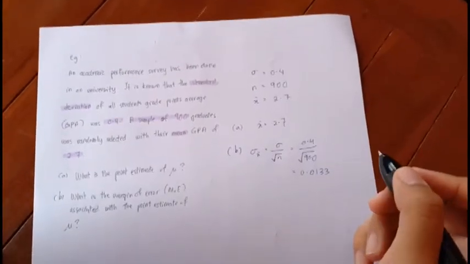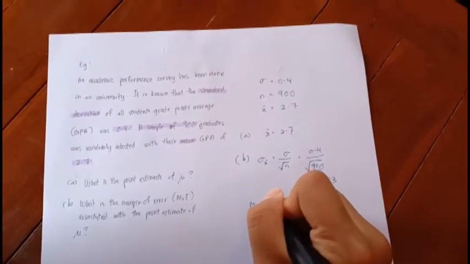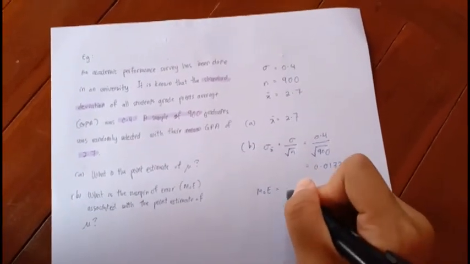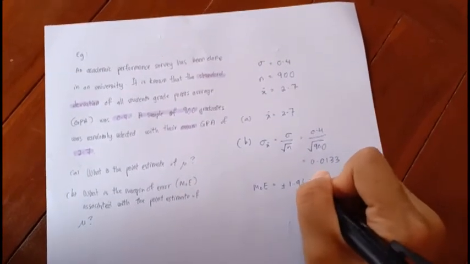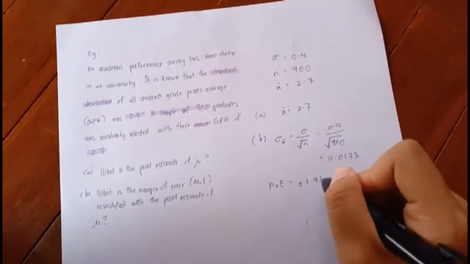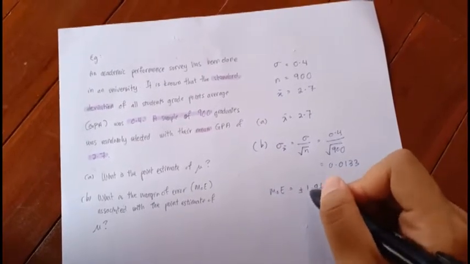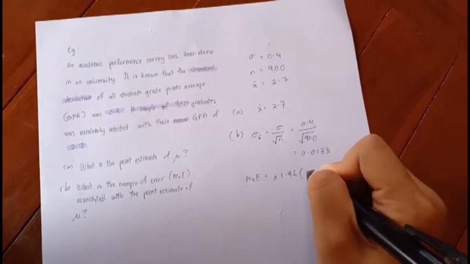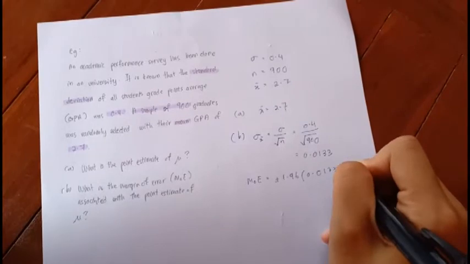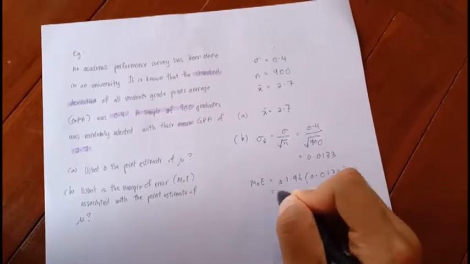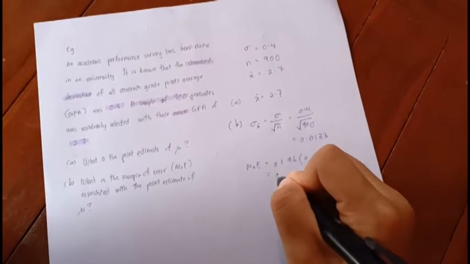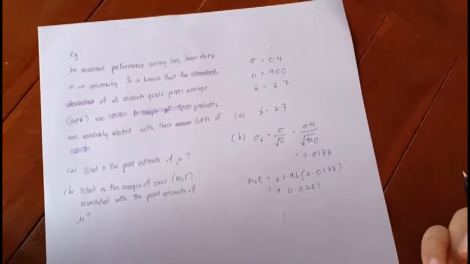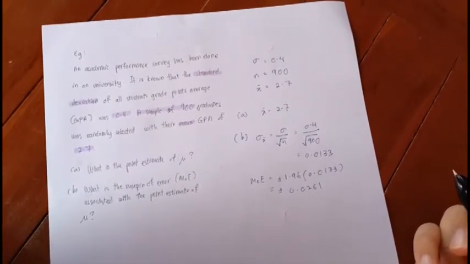In order to obtain the margin of error, we have to multiply this value by plus or minus 1.96. This is the common value for point estimation. So the answer is 0.0261. Now we have solved the problem.